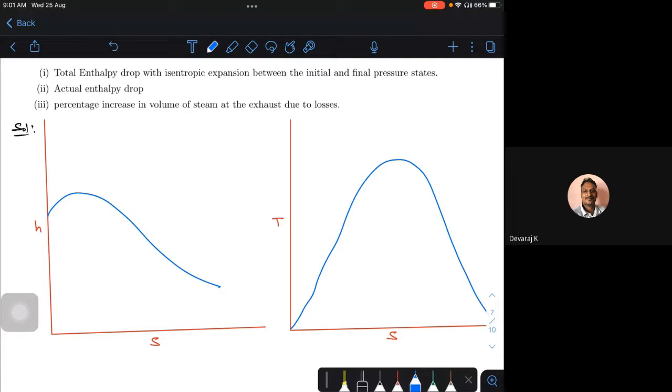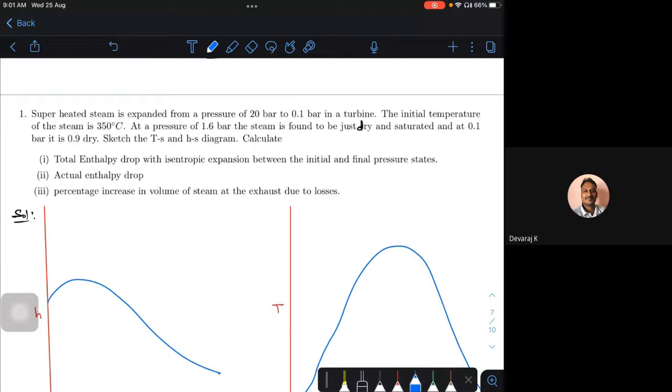Now, condition one: they have given that it's 20 bar. The initial temperature of steam is 350 degrees Celsius. Go to your steam tables and check for the saturation temperature. If the saturation temperature is less than your 350 degrees Celsius, then the condition of the steam is superheated. So for 20 bar, 350 degrees is much above your saturation temperature.